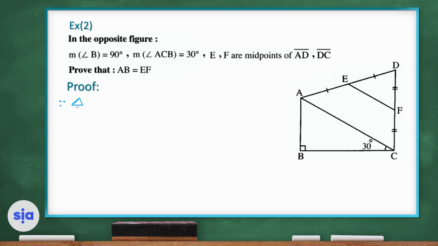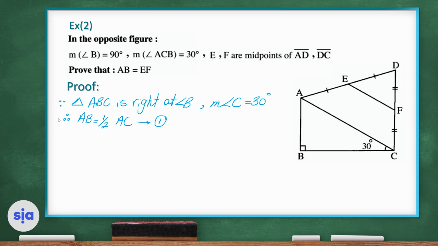Since triangle ABC is right at point B, and since the measure of angle C is 30 degrees, therefore AB is half the AC, and we call this number 1.